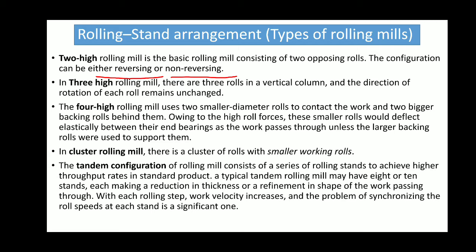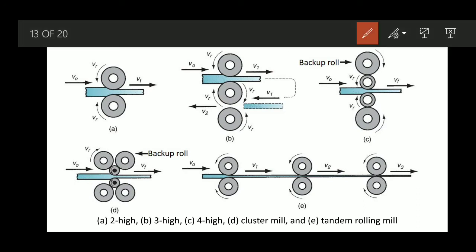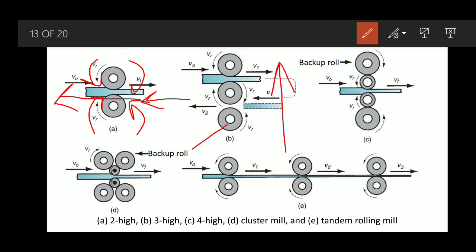In 3 high rolling mills, there are 3 rolls in a vertical column, and the direction of rotation of each roll remains unchanged. In the previous case, we saw that in reversing, if previously the roll rotated one way, then when the work comes from the other side, the roll should rotate the opposite way, and only then will it move in that direction. But in the case of 3 high, in a vertical column, there are 3 rolls.